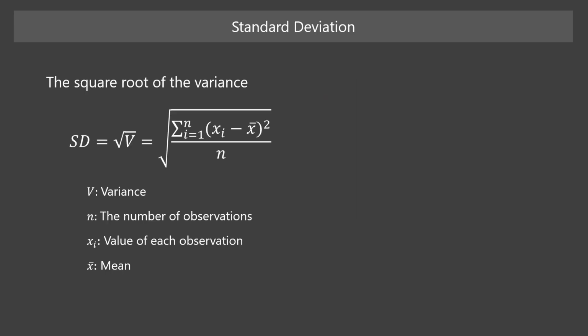Standard deviation is another metric of variability. It is the square root of variance. A weakness of variance is that, since it is a squared value, the unit of variance is not the same as that of the original value.